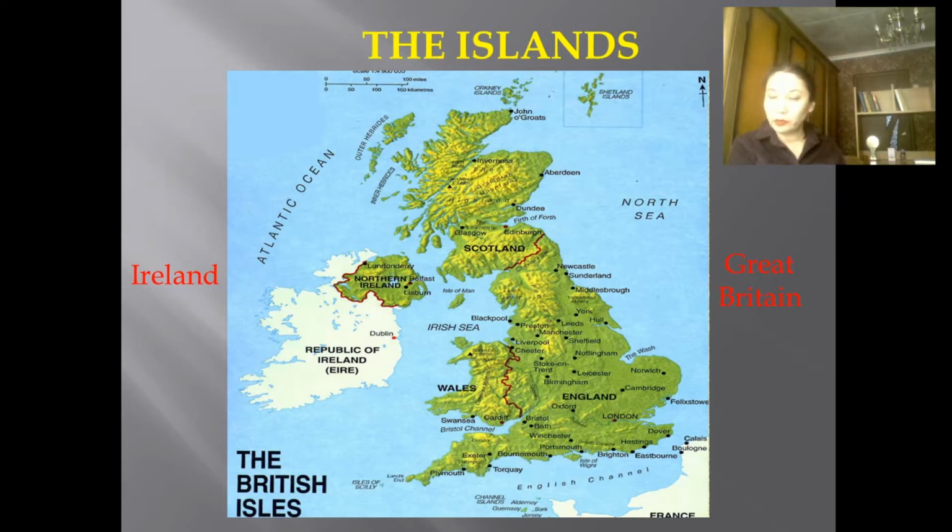Politically, the island of Great Britain consists of three of the four political divisions of the country of the United Kingdom. The divisions are England, which covers most of the southern two-thirds of the island, Scotland, which covers the northern third, and Wales, a small division in the southwest. The fourth political division of the United Kingdom, Northern Ireland, lies just west of Great Britain in the northeast of the island of Ireland.